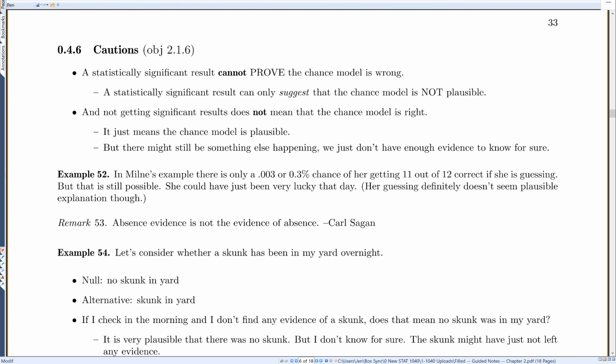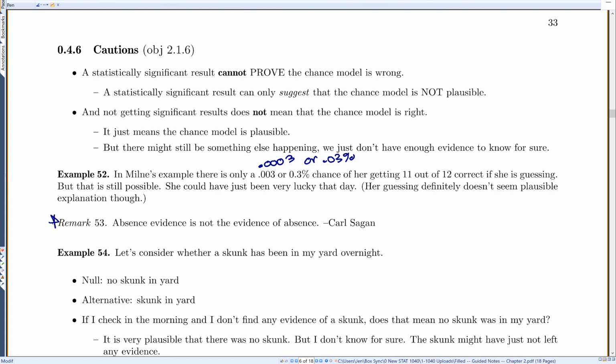So in Milne's example, when we did it, we got 0.003, or a 0.3% chance of her getting 11 out of 12 correct if she's guessing. But it's still possible. She could have just been really lucky that day. But her guessing definitely doesn't seem like a plausible explanation.